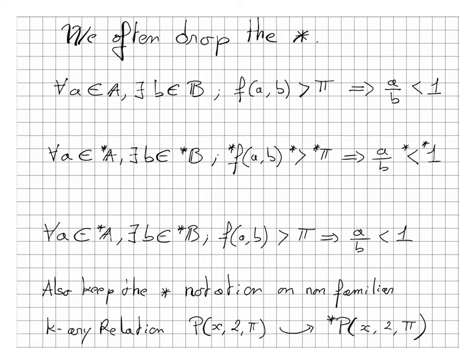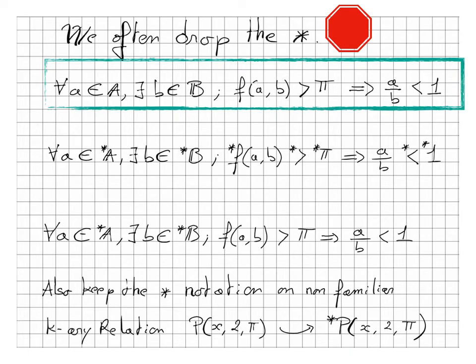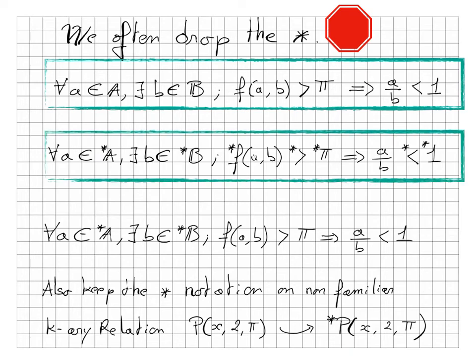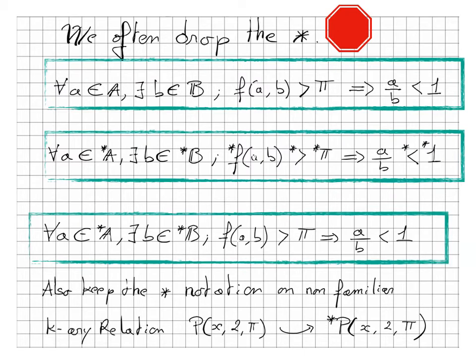As always, as we become more comfortable with the star notation, we tend to drop it. So here is a formula transformed into the language of the hyperreal numbers. And you see there are a lot of star symbols which we do not really need. Hence we drop most of them, but keep them when it is important, on the sets. We tend to also keep the star notation on a non-familiar k-ary relation.